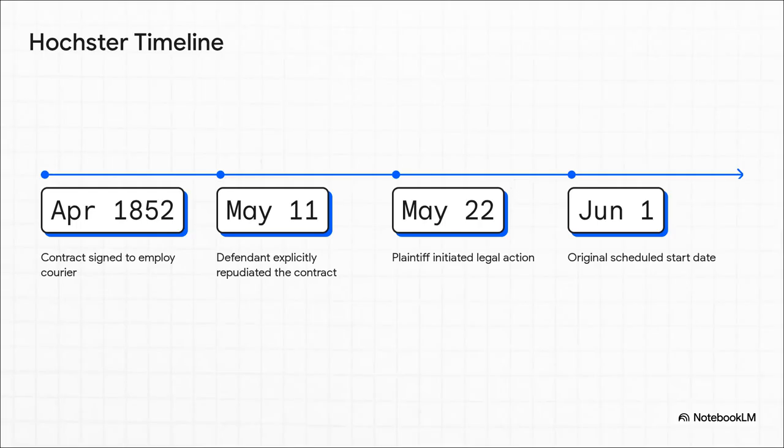And this brilliantly illustrates the core logic of the entire doctrine. Just look at the timeline. Before 1853, the courier would have been legally forced to remain idle, buy his travel gear, and wait until June 1st to sue, passing up other job opportunities in the meantime. Lord Campbell recognized how crazy that was. By allowing the lawsuit on May 22nd, the court established that once a contract is completely renounced, the innocent party is instantly absolved from future performance. This lets the injured party go find alternative employment, which actually mitigates the damages the breaching party ultimately has to pay. It's basically a win-win for economic efficiency.